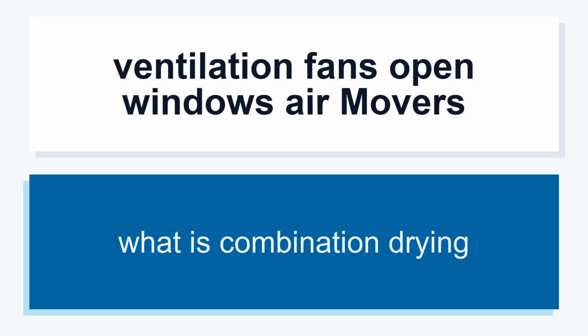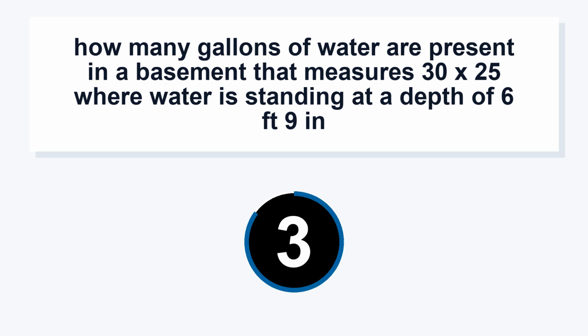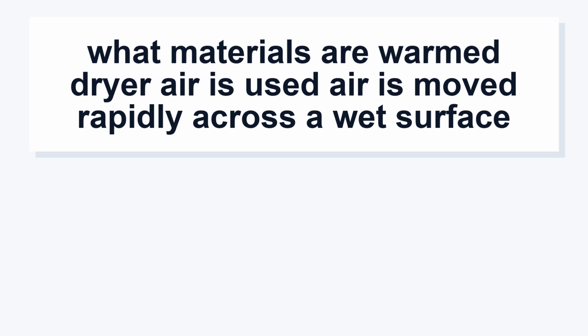What is combination drying? How many gallons of water are present in a basement that measures 30x25 where water is standing at a depth of 6 feet 9 in? 37,867.5. What materials are warm? Dryer air is used. Air is moved rapidly across a wet surface.